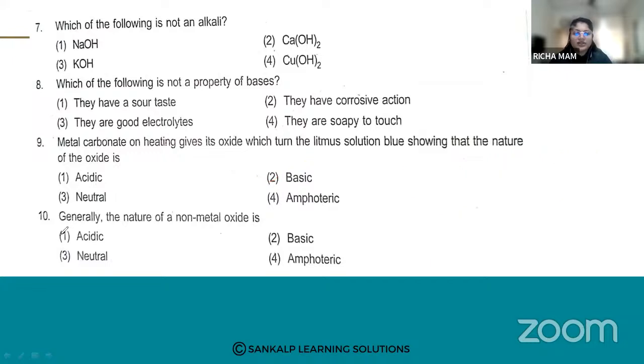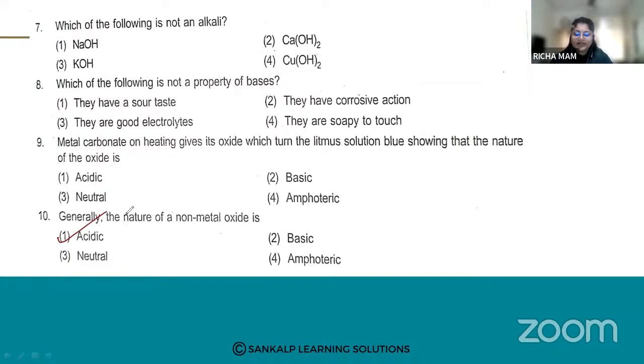Okay, let us go for the next one, the 10th one. Generally, the nature of a non-metal oxide is: first one acidic, second one basic, third one neutral, and fourth one amphoteric. Now, you know the meaning of acidic, basic, neutral, and amphoteric, right? So, what is the nature of a non-metal oxide? They are generally acidic in nature.